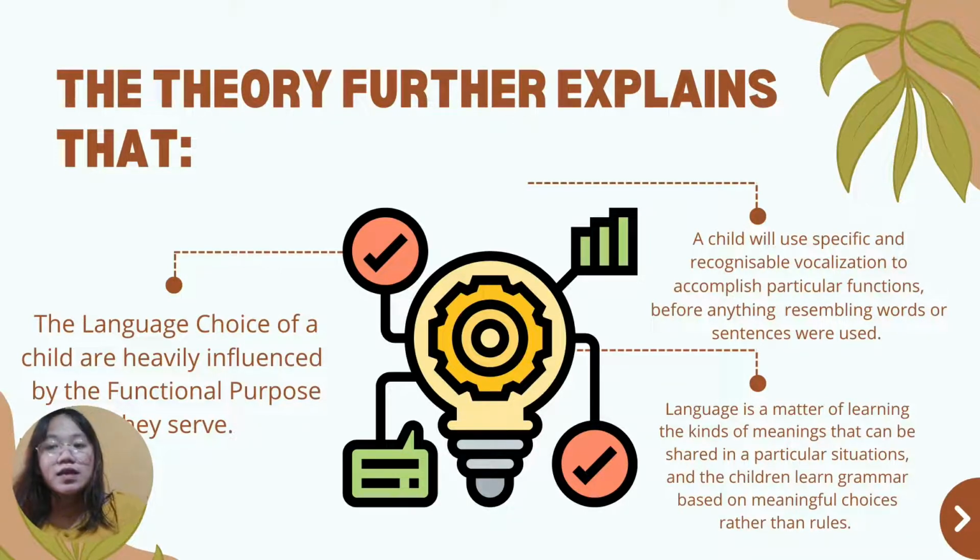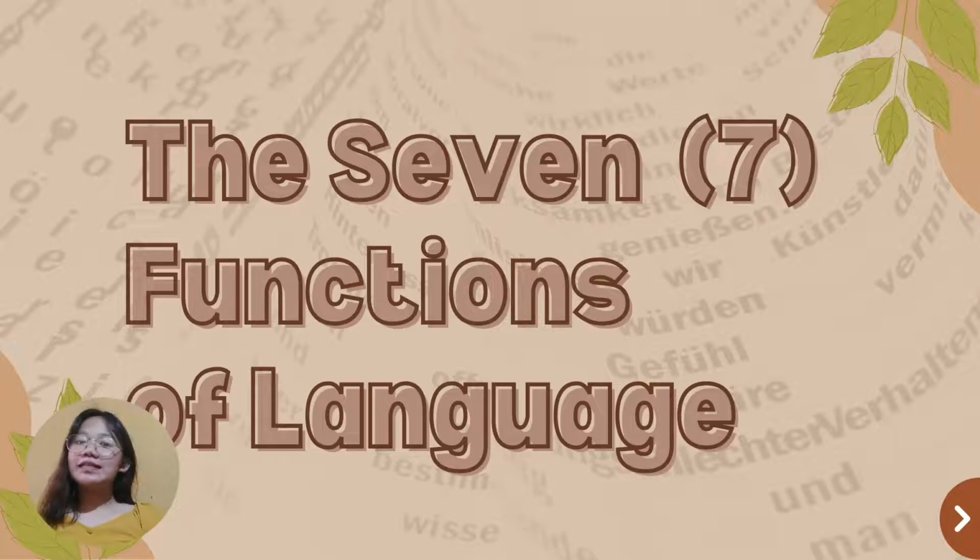And lastly, language is a matter of learning the kind of meanings that can be shared in particular situations, and children learn grammar based on meaningful choices rather than rules. Another element of Halliday's functionalist theory is the seven functions of language, which were designed to reflect the various conversational interactions that children develop during language acquisition.